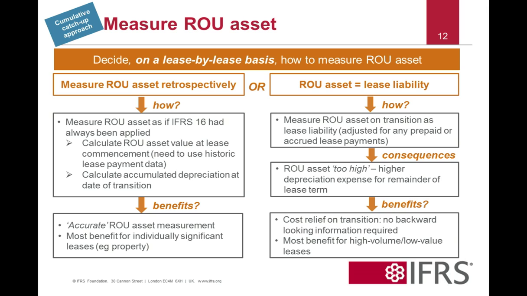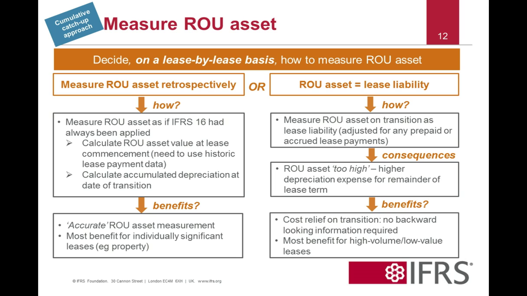However, we've talked already about lessees that have a high volume of low-value leases. For them, it's hard to imagine that the cost of gathering backward-looking information on transition would be worth it. That's right, certainly based on the feedback we've had. For those high-volume, low-value leases, we expect the financial reporting effect of an approximation to be insignificant. For that reason, IFRS 16 offers a choice here. Instead of measuring the right of use asset properly, so to speak, a lessee can, on the date of transition, set right of use assets equal to lease liability.